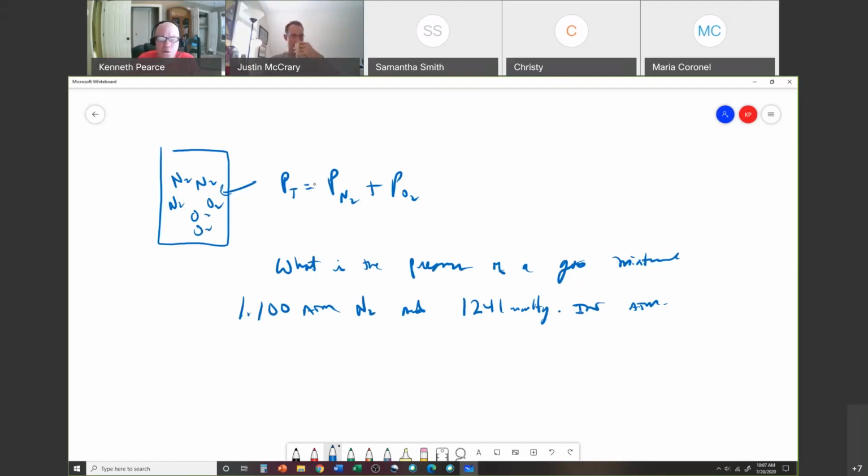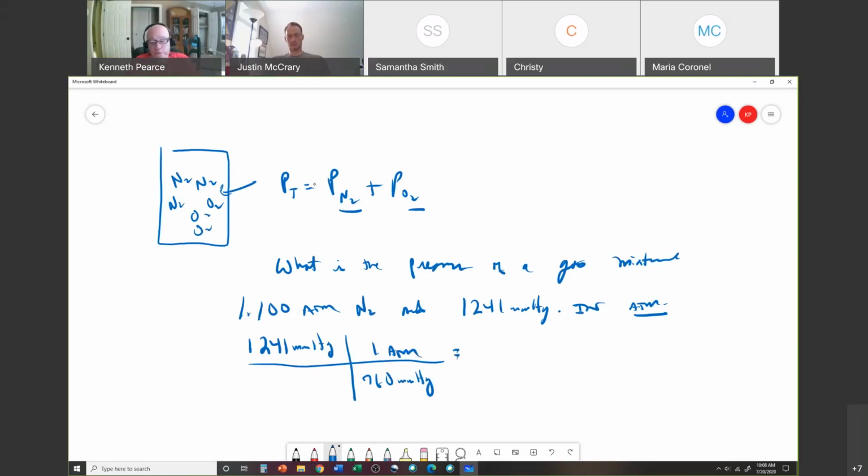So what do we need to do here? Well, I'm looking for atmospheres. So what I'm going to do is take the 1241 millimeters mercury and turn that into atmospheres, because that's the only way I'm going to get these things to add up. So what's the magic number? The magic number is 760. 760 millimeters mercury for every atmosphere.